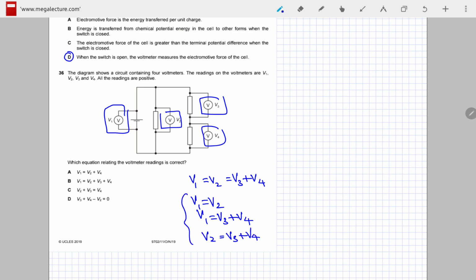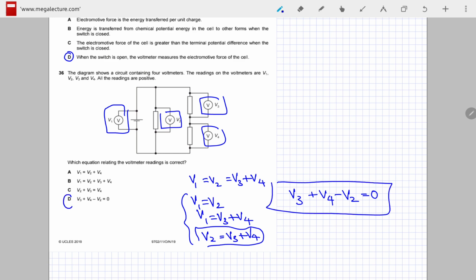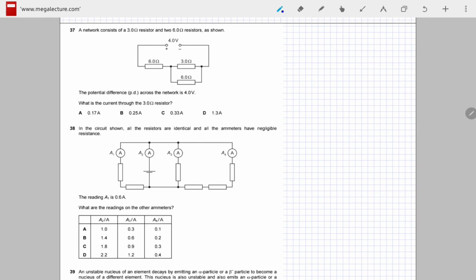So we have these three expressions, and now we can rearrange the last one, which gives me V3 plus V4 minus V2 is equal to 0, right? So we have just rearranged this one, and so this is option number D. So that's the correct one.